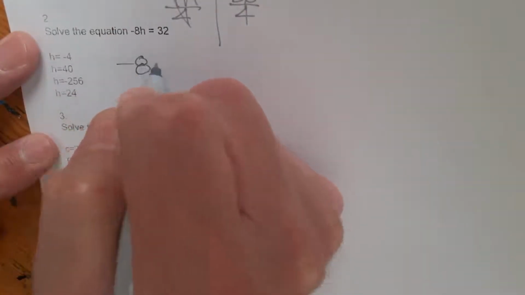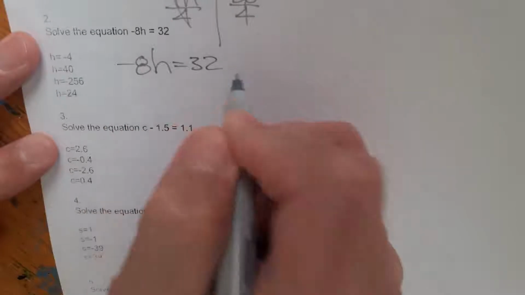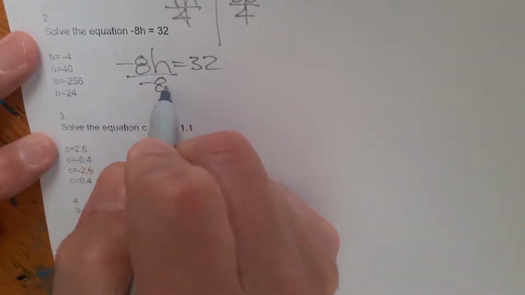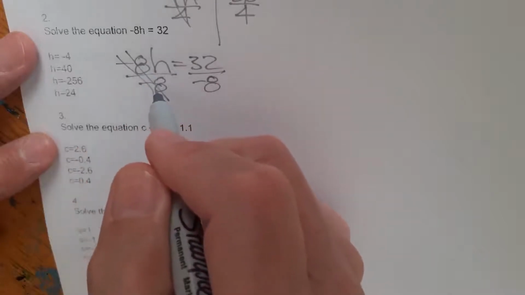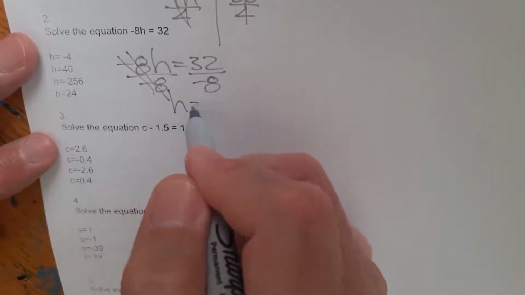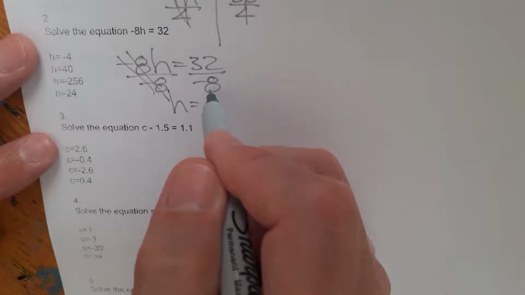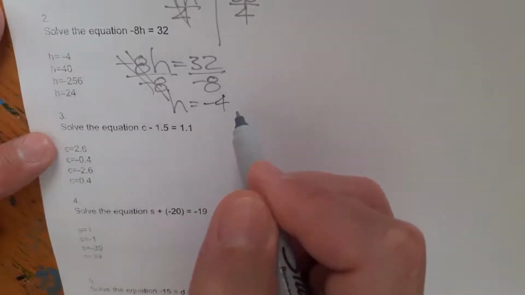This one is negative 8h = 32. All we have to do here is divide both sides by negative 8. And these cancel out because negative 8 over negative 8 is 1. 1 times h is h. And 32 divided by negative 8 is negative 4.